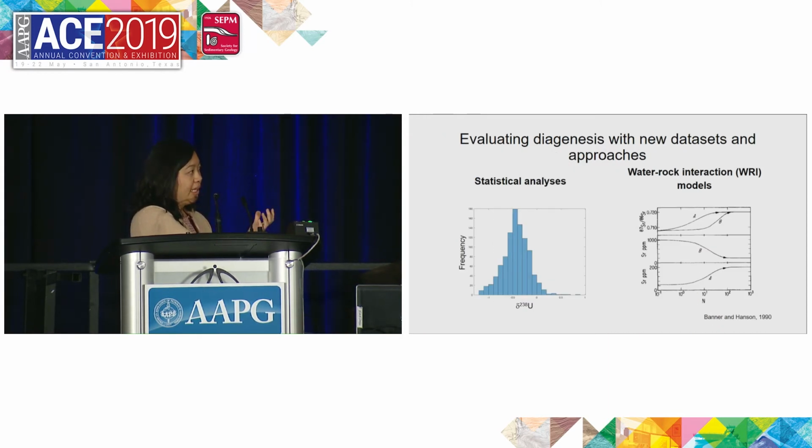And I think with these new data sets, there are ways in which we can do this evaluation. This would require combining statistical analyses with new modeling approaches, really taking advantage of well-established modeling approaches and combining them to look at the data more carefully. So first, let's look at some statistics.